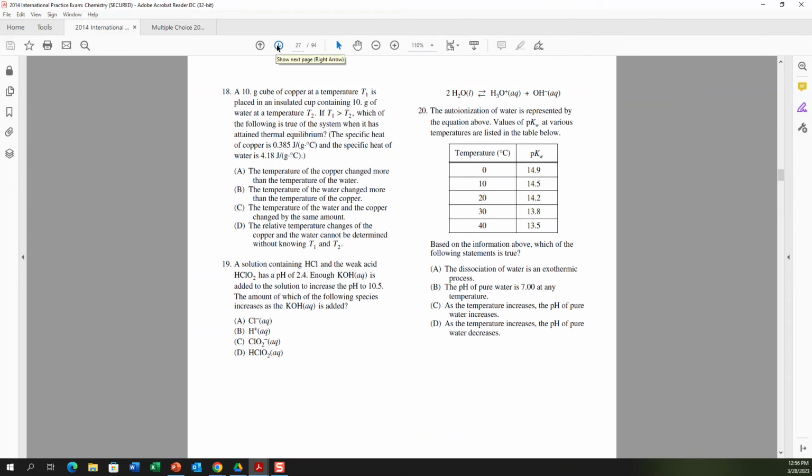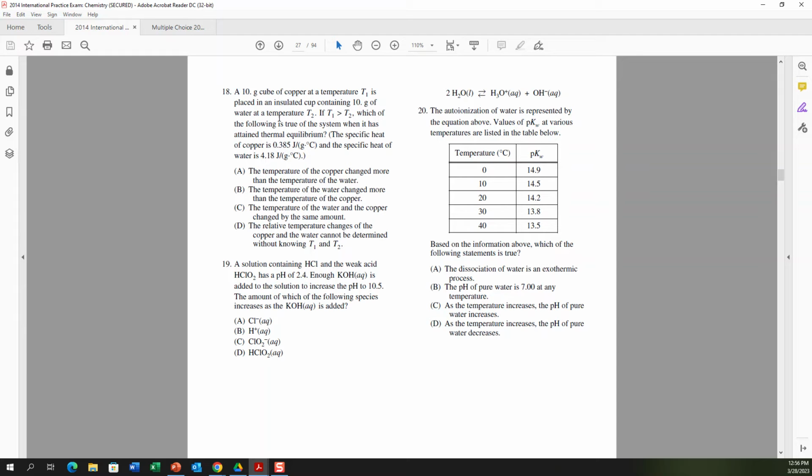So let's go to 18. A 10-gram cube of copper at a temperature T1 is placed in an insulated cup containing 10 grams of water at a temperature of T2. If T1 is greater than T2, so the metal is going to transfer heat to the water, which of the following is true of the system when they attain thermal equilibrium? So they're going to meet in between, at a temperature somewhere between T2 and T1.